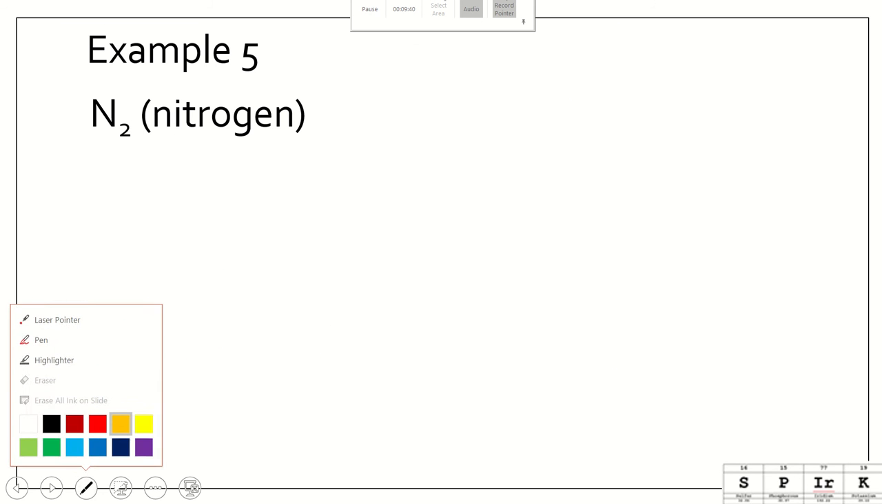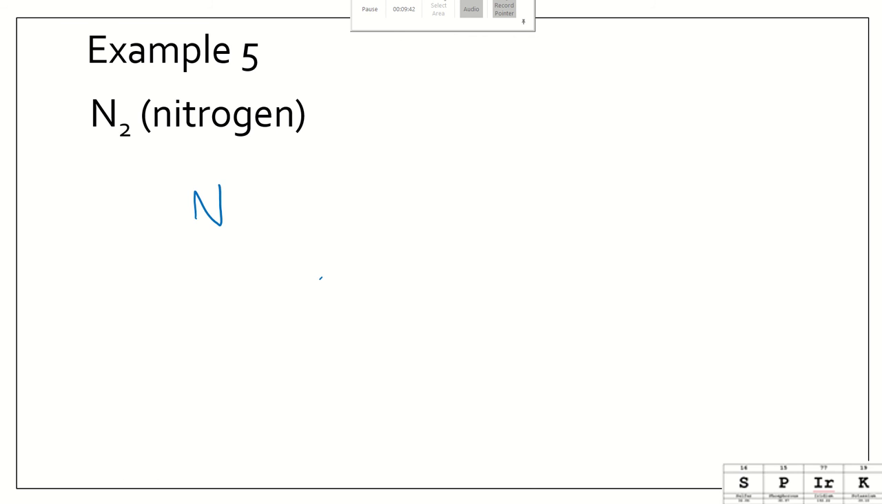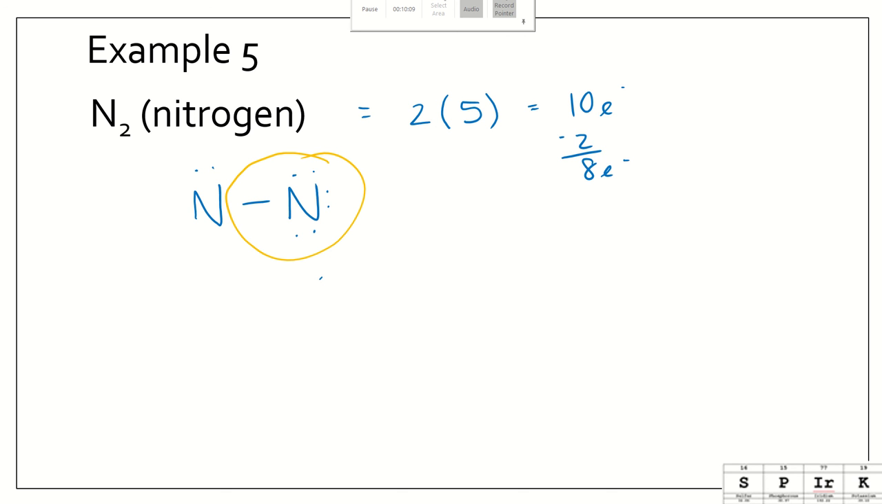We can have triple bonds as well. So we have N and N. Each N has 5 for a total of 10. Drawing my single bond, that takes away 2. 1, 2, 3, 4, 5, 6, 7, 8. You can see that my nitrogen on the left does not have a lot of electrons around it. It only has 4, but my nitrogen on the right has 8. So he's satisfied, but the partner is not.